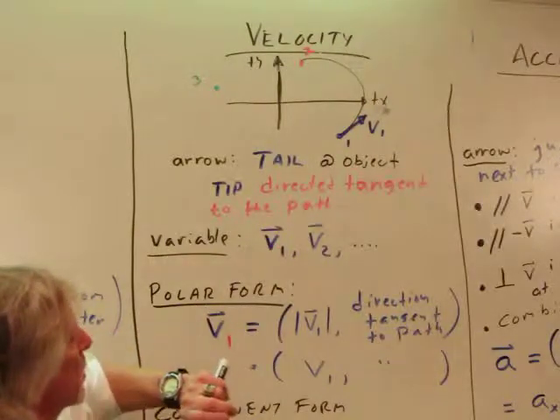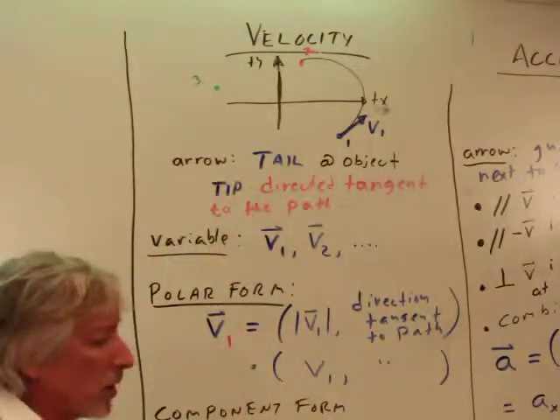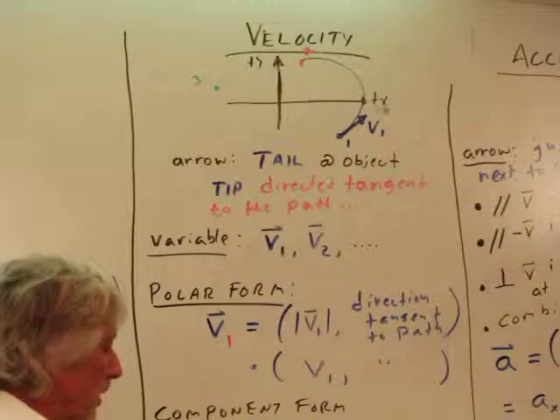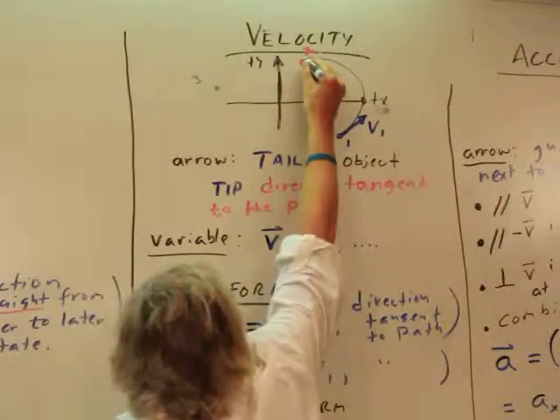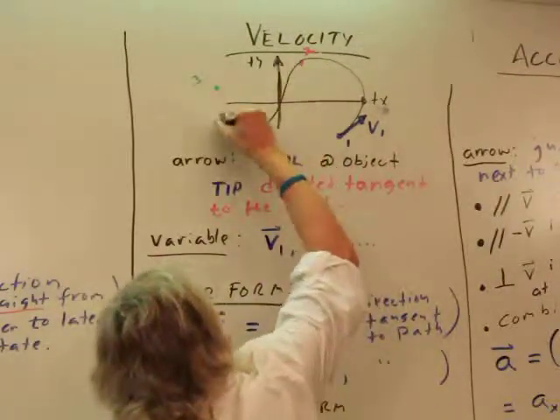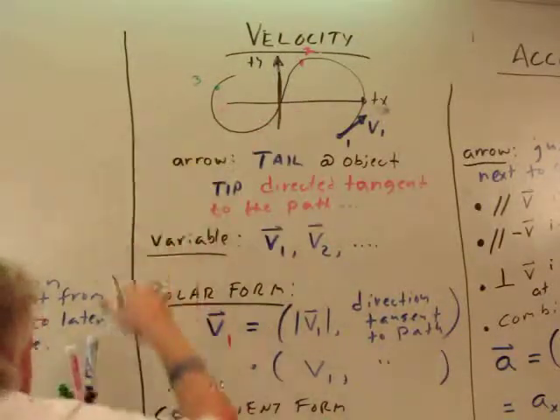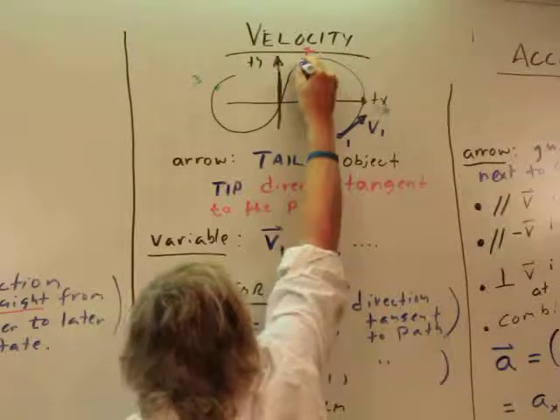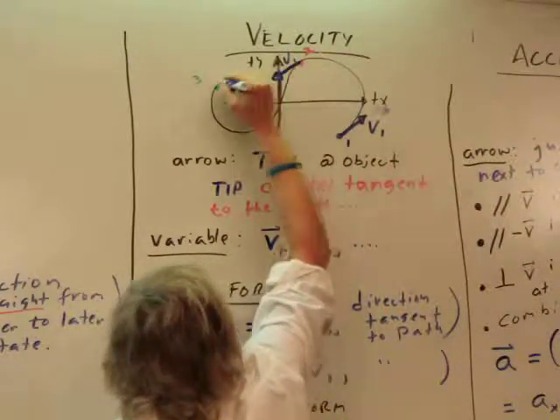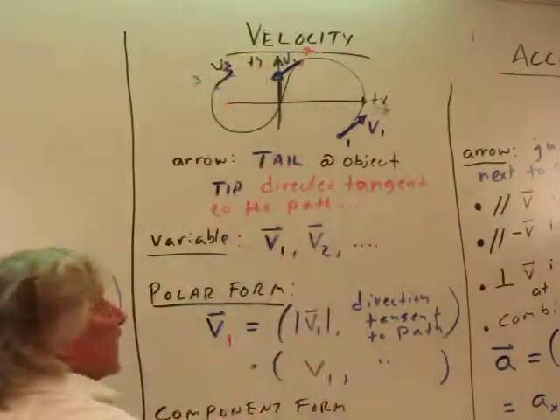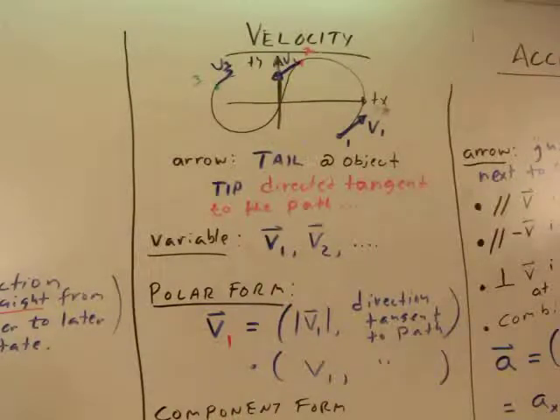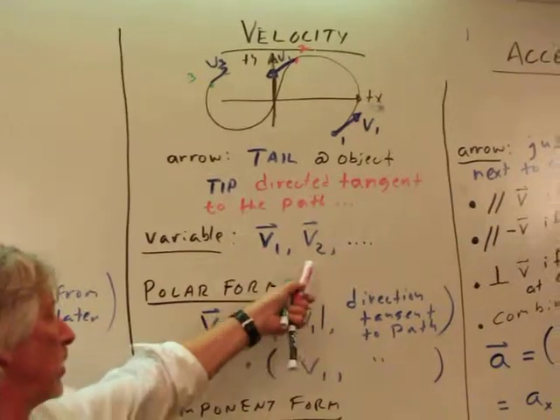So that's the direction. And for 2, I have to know which way I'm going. If this kept going like this, and I went like that, then 2 is going to be tangent if I'm going that way. 2 is going to have a velocity v2 here, and 3 is going to have a velocity v3 here. Okay, tangent to the path, that's all. And the variable would be v1, v2.